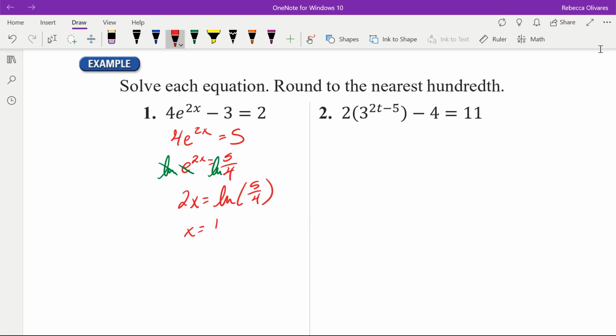Well, you can also write this if you wanted an exact form. You can write that as 1/2 times a natural log of 5/4. When you do that in the calculator, you get approximately 0.11. All right, let's look at the next one.